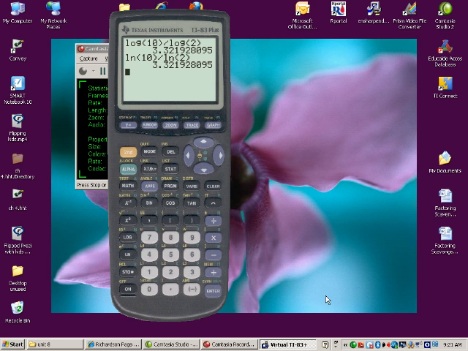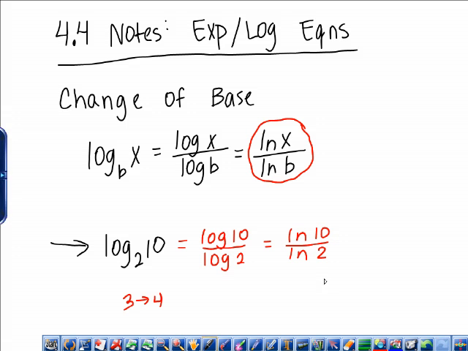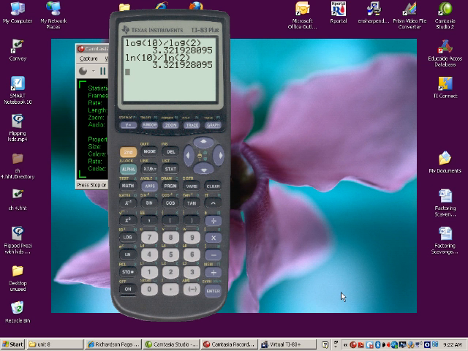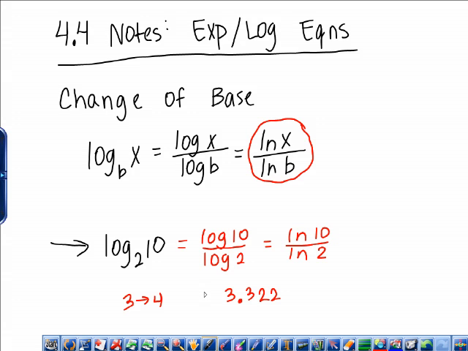Okay, so there you go. That's how you use that, if you want to get an approximate answer. And you would always want to round to 3 decimal places. So in this case, this would be approximately 3.322. Did I write that down right? Let me just double check. Yeah, 3.322.